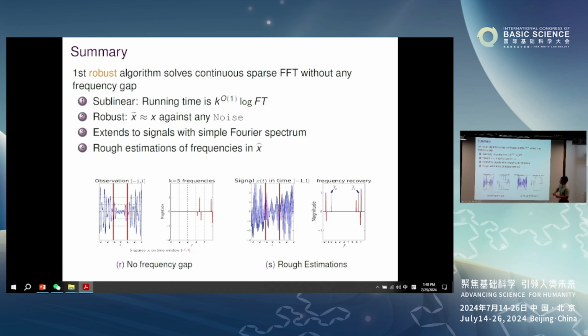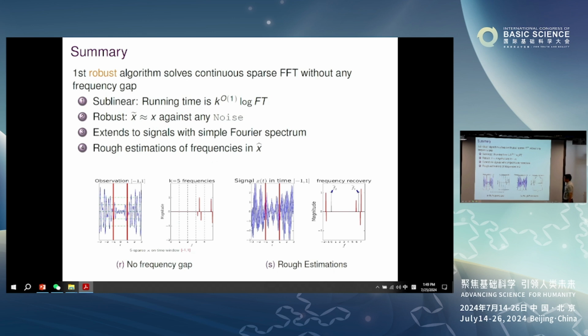Subsequent works have extended this to signals with simple Fourier spectrum. And one technical ingredient that may be useful is that we can give a rough estimation of the frequencies in x hat.